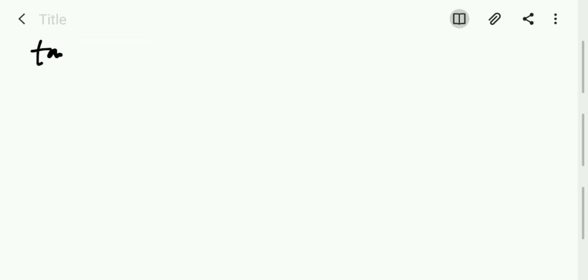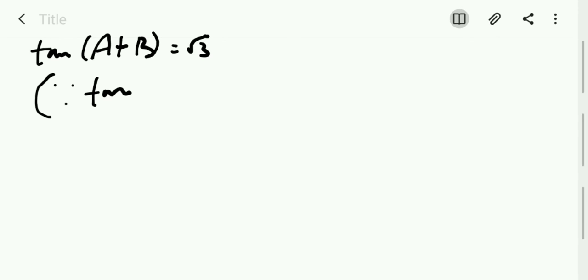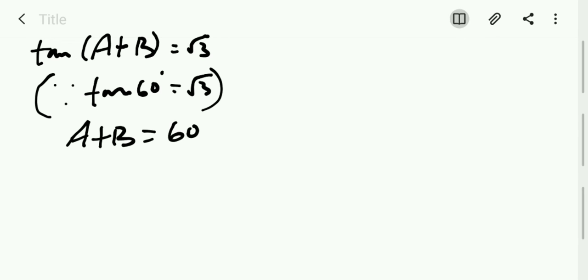Now tan(a plus b) is nothing but root 3, is it? For what value of the angle do you get the trigonometric ratio as root 3? For tan 60 degree, correct? Do you remember it? Only for tan 60 degree you get the value of root 3. So therefore a plus b is 60 degree. Simple.